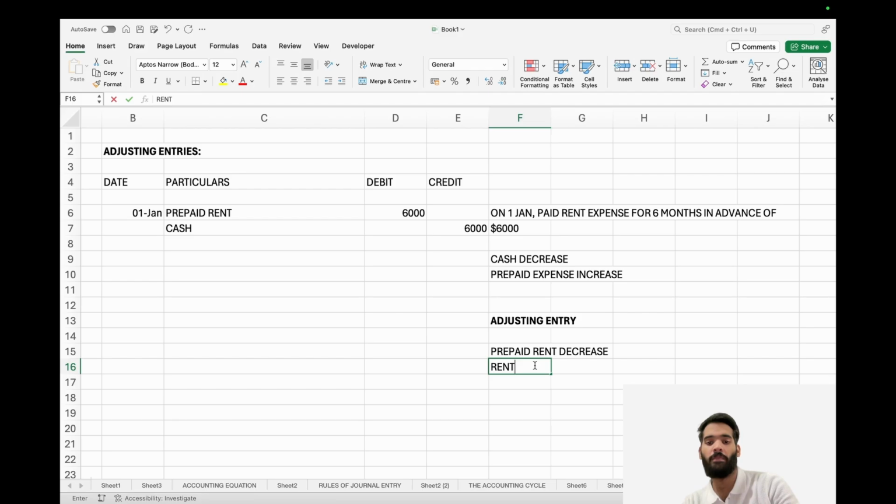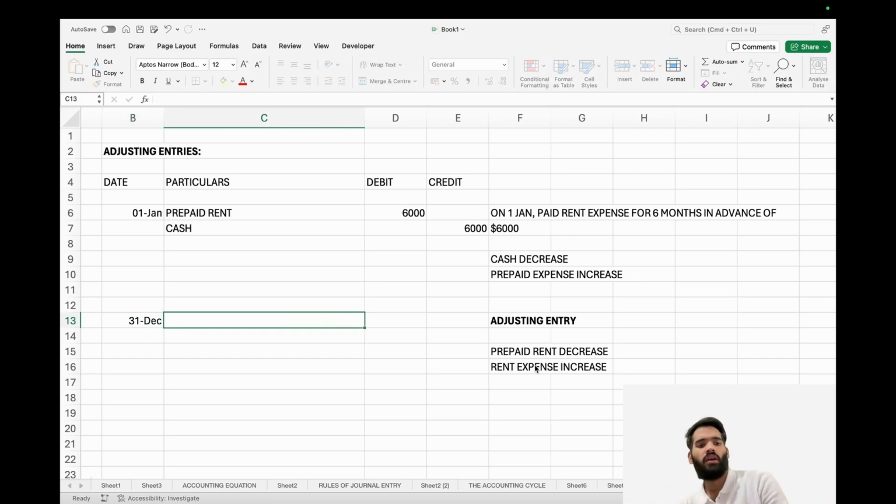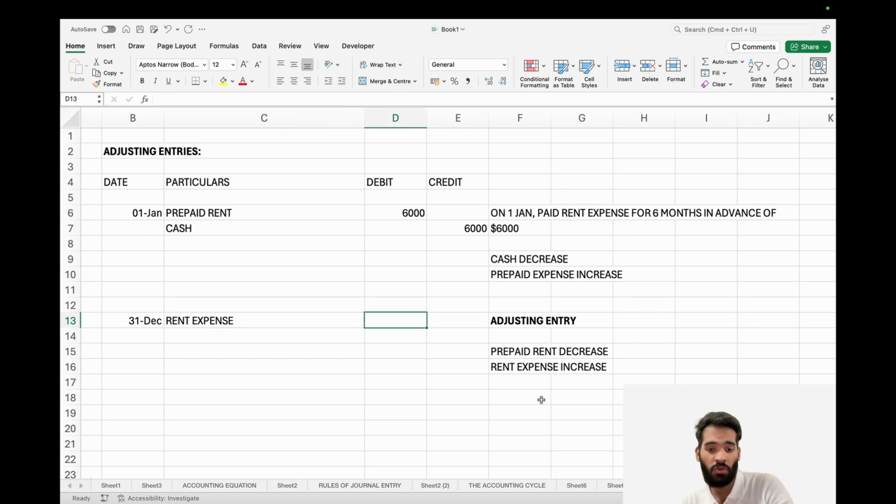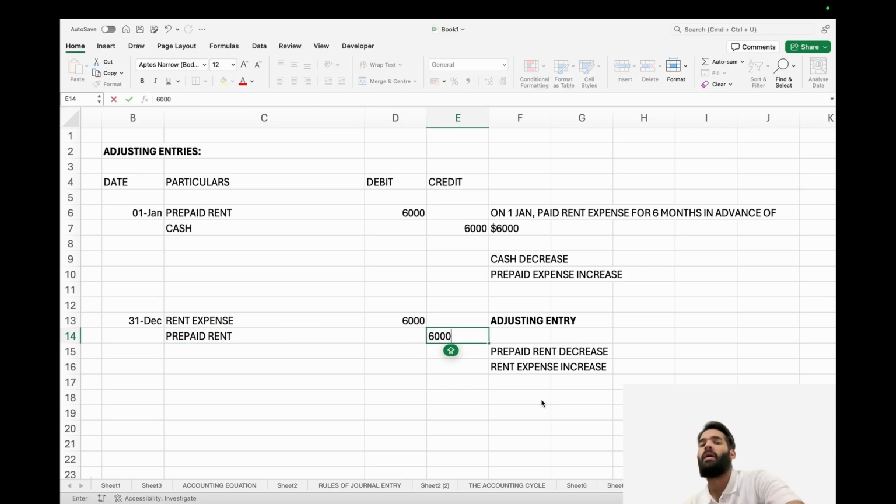So in this case, we'll say rent expense will increase. Assuming it's a yearly accounting period, which is the normal case, at 31st of December, the accountant will again apply the rules of journal entry to what's happening here. We want rent expense to increase, so rent expense debit. How much have we used? All of it. And prepaid rent credit by all of it. Why credit? Because it's an asset account, it decreases on credit.